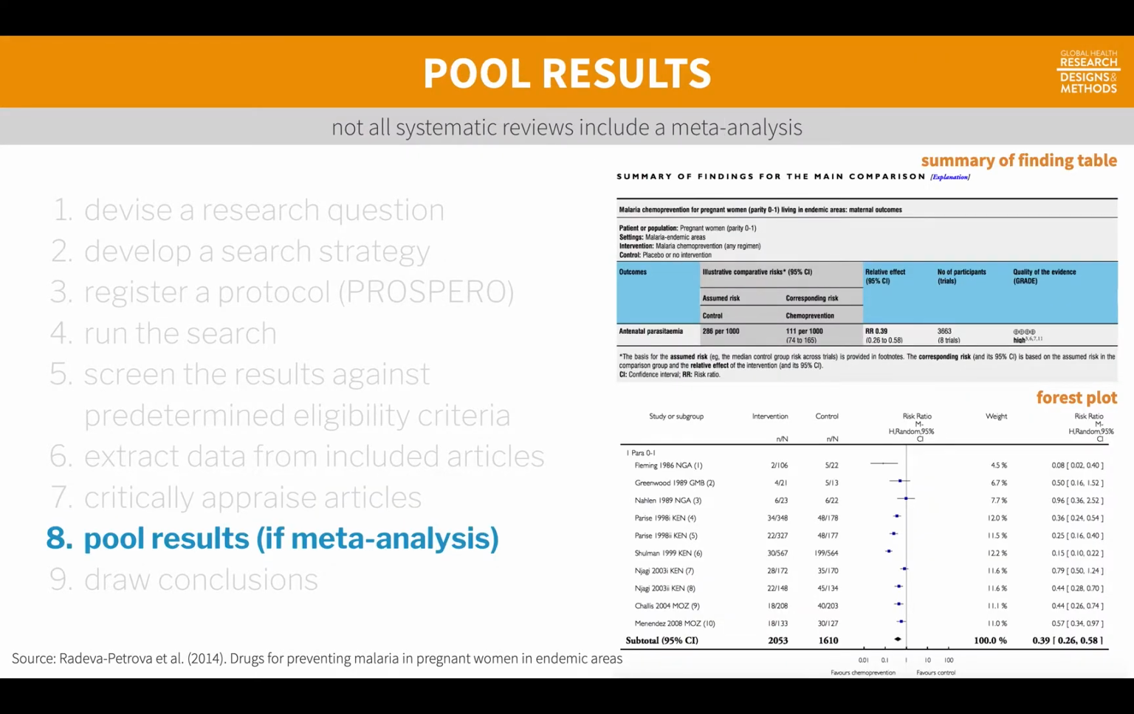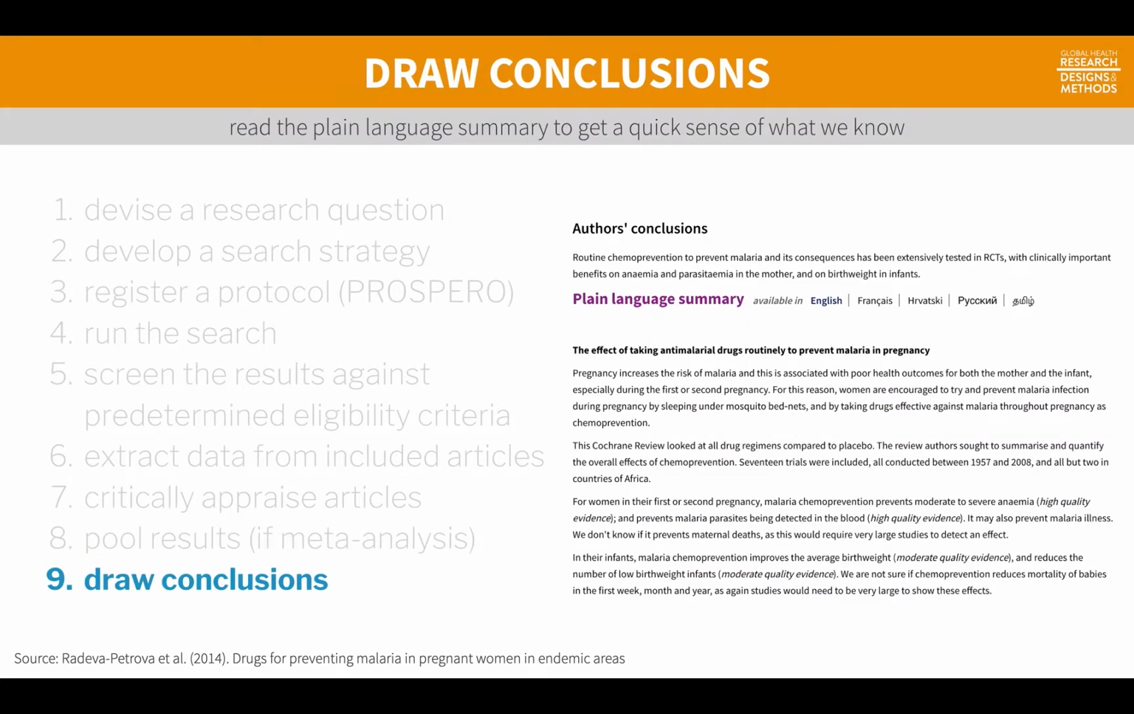If a systematic review includes a meta-analysis, the next step is to pool the results across studies and estimate a pooled or a meta effect. More on this in a moment. The final step in the process is to draw conclusions based on your assessment of potential bias, the strength of the evidence, and potentially the results of a meta-analysis. The example authors concluded that chemoprevention during pregnancy prevents moderate to severe anemia, and the evidence is high quality.